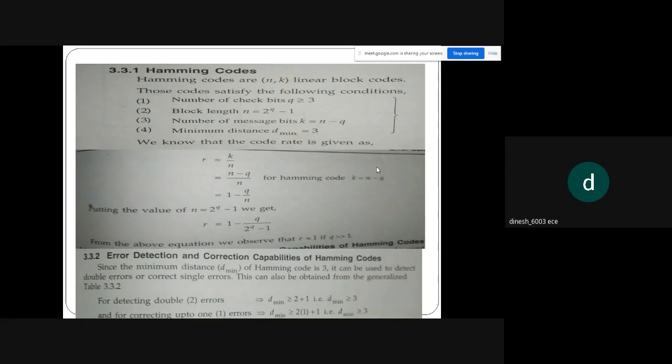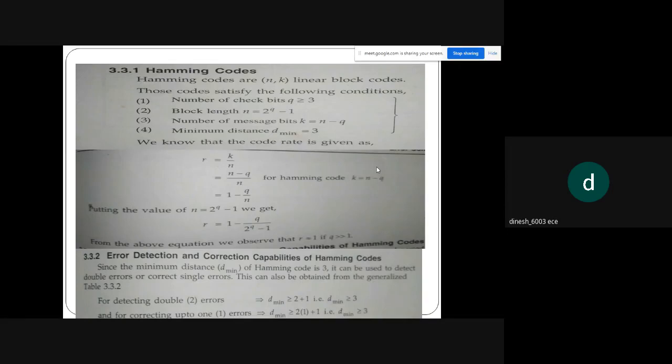After the Hamming codes definition and obtaining the value of r, we'll be seeing error detection and correction capabilities: how many errors can be found out and how many can be corrected. I think we had seen this in our unit number 3 also.